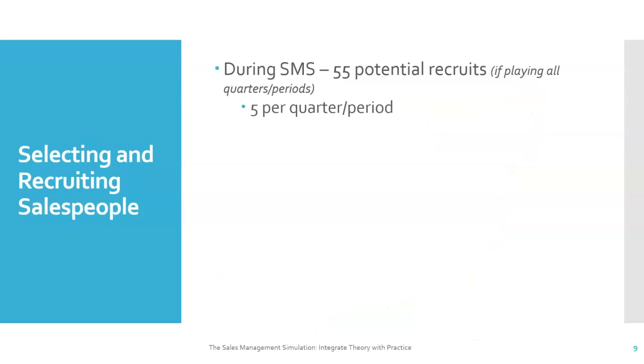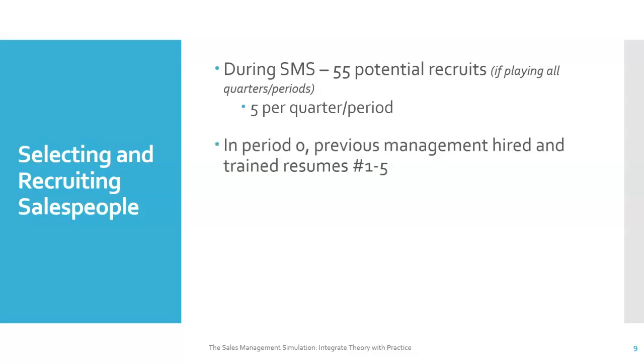So in terms of selecting and recruiting your salespeople during an SMS's sales management simulation, there are 55 potential recruits if you're playing 10 quarters. We're playing 8, so you have 40? Is that right? So it must be 11 quarters because it's 5 per quarter, unless I've lost. I think I'm pretty good. Okay, so in period 0, so when you begin, yeah, so 10 maximum.